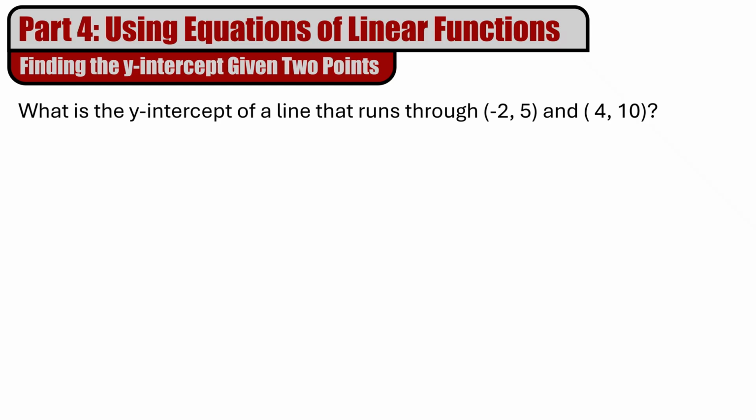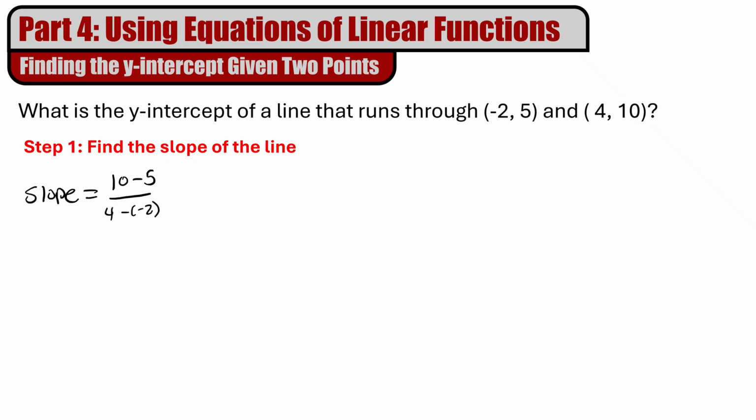This problem asks to determine the y-intercept using 2 points. The first thing to do is to find the slope of the line. To find the slope of the line, use slope, or m, equals y2 minus y1 over x2 minus x1. Then put the points into the formula. This will be slope equals 10 minus 5 over 4 minus negative 2. This simplifies to 5 over 6.